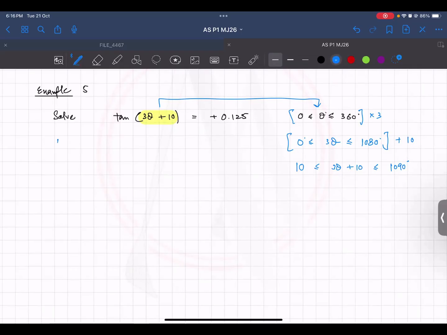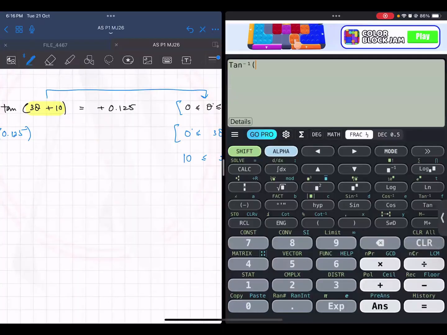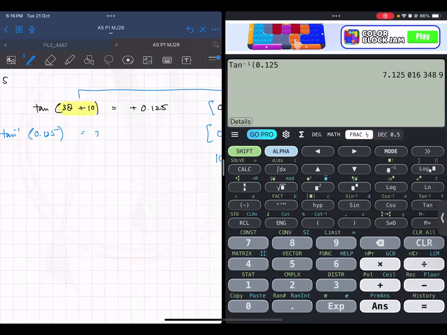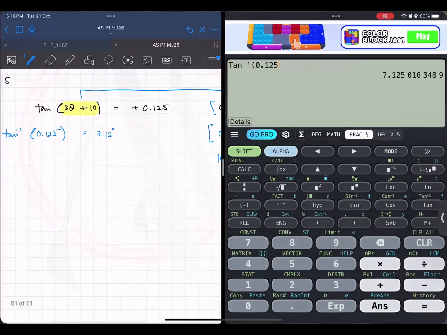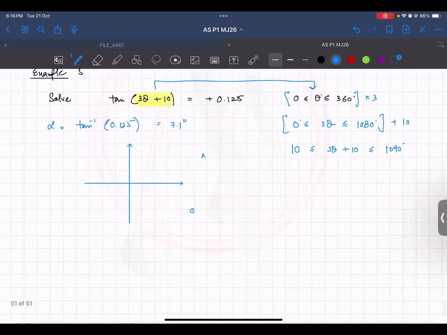Now I would do what? I would find the alpha. So tan inverse of 0.125 is 7.12, 7.13, or let's take just 7.1. This is your alpha. And now you will place your alpha in the quadrants where tan is positive. So it is in the first and the third.